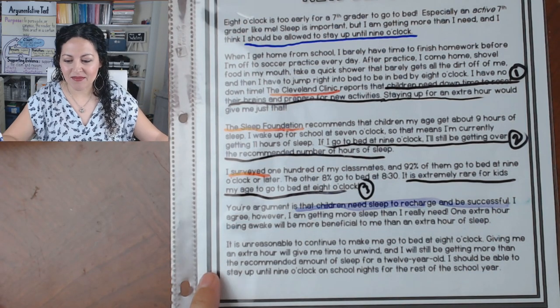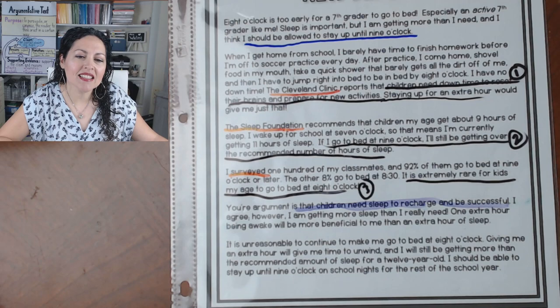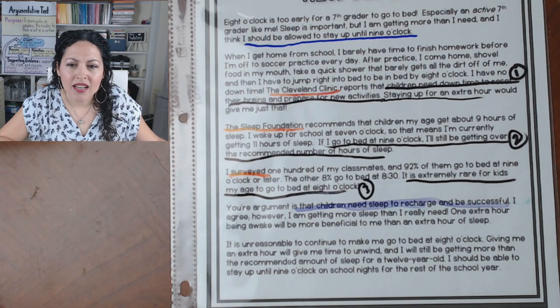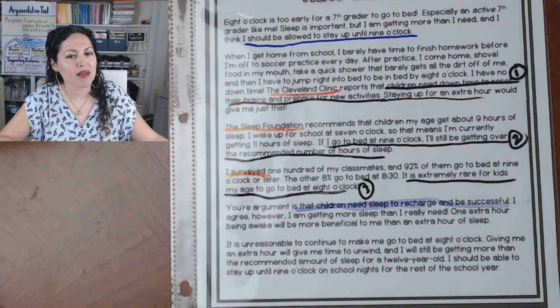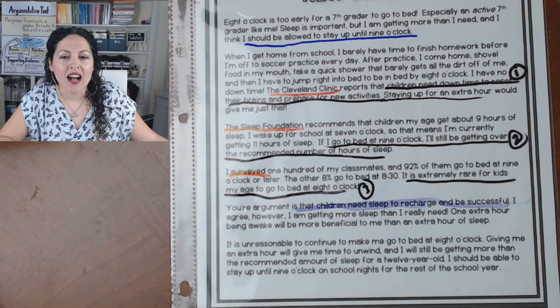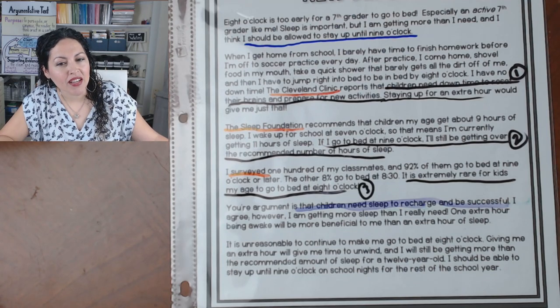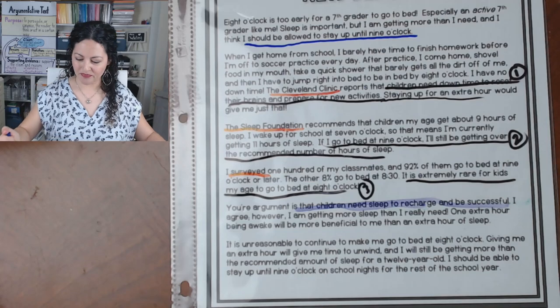And then here, that last paragraph, it says, it is unreasonable to continue to make me go to bed at 8 o'clock. Giving me an extra hour will give me time to unwind, and I will still be getting more than the recommended amount of sleep for a 12-year-old. I should be able to stay up until 9 o'clock on school nights for the rest of the school year. Okay.